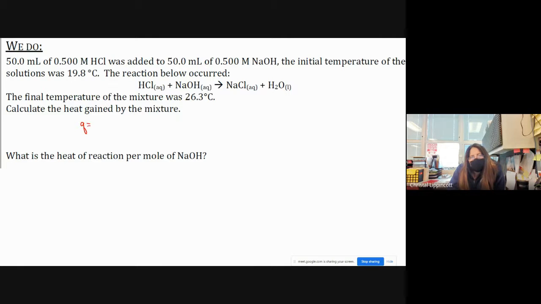So Q is going to equal the mass of our reactants. So what is the mass of my reactants? Molarity equals moles over liters, so you do 50 times 0.5. What is the mass of my liquid here? You've got 50 mL of this guy and 50 mL of this guy, so that's 100 grams times the specific heat of water, 4.1.